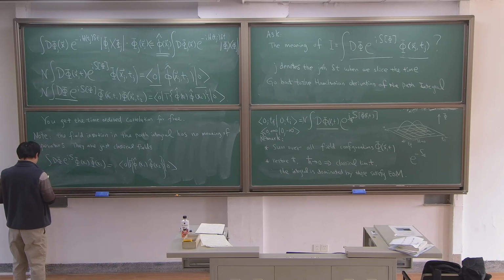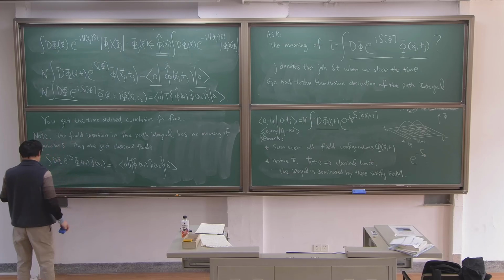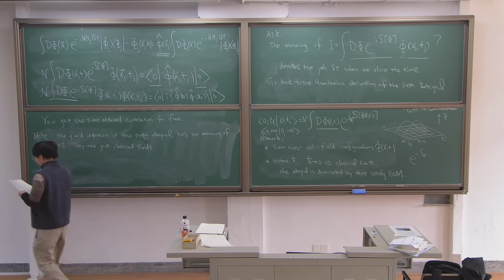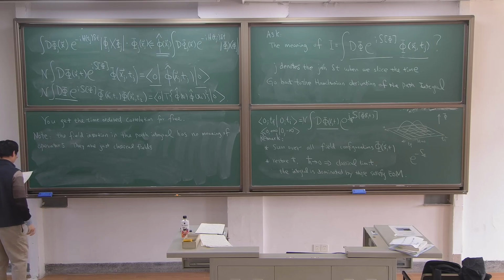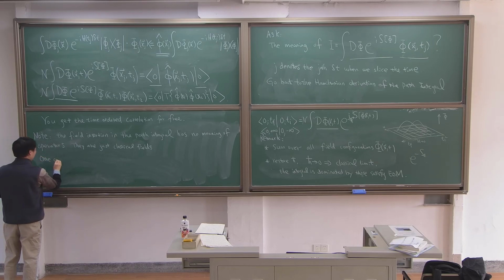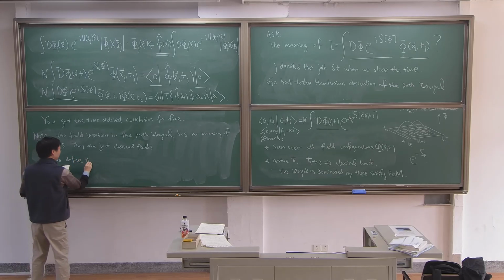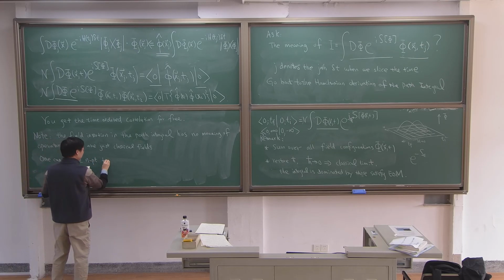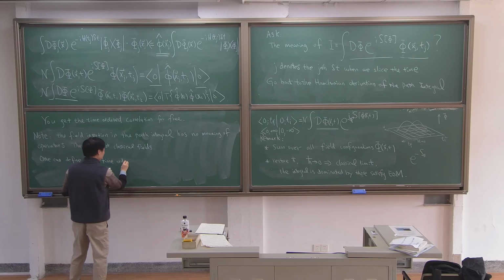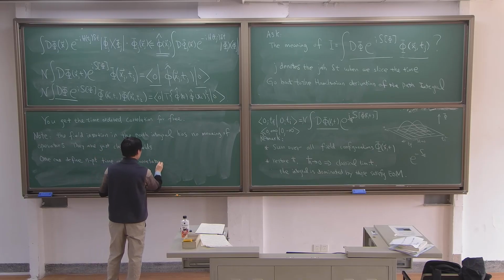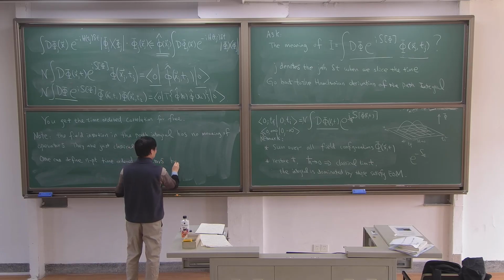So with this in mind, we immediately promote the relation to the n-point function. One can define n-point time-ordered correlation functions, correlators, by the path integral.